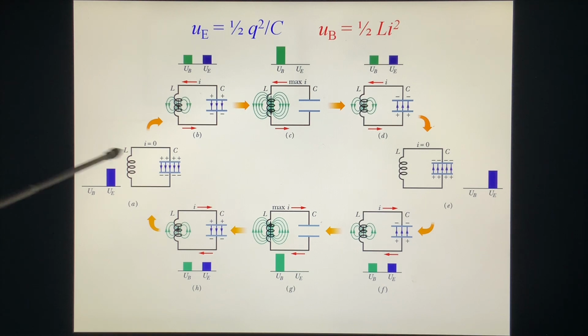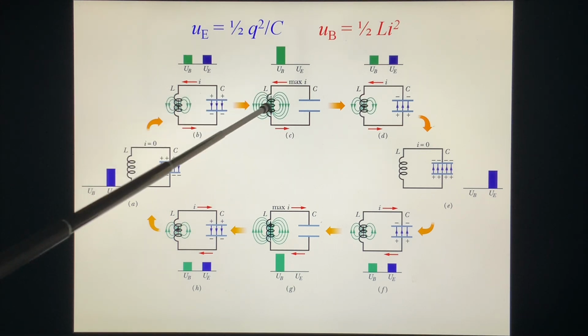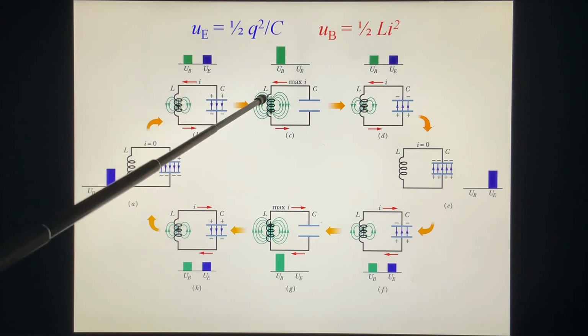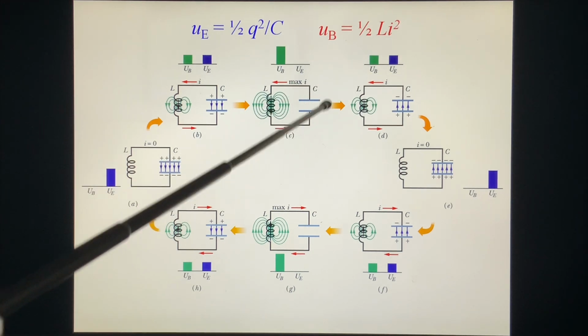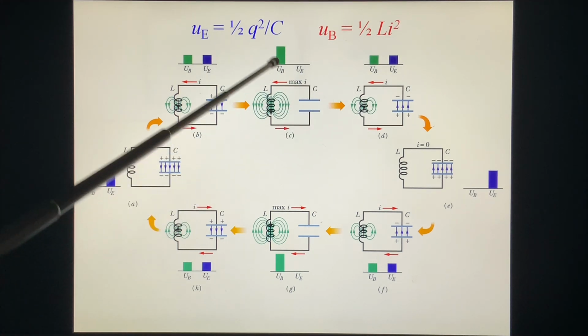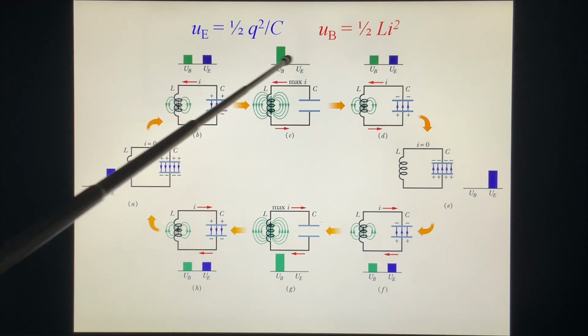And then what happens? The positive charge will go this way, and we see we have a current. In this case, the charge is reduced, so we see the electric energy reduced and the magnetic field energy increase until the current reaches the maximum. In this case, the whole energy of the system is concentrated in the coil, the magnetic field. So i is the maximum, and there is no charge on both plates, so Q is 0, U_E is 0.